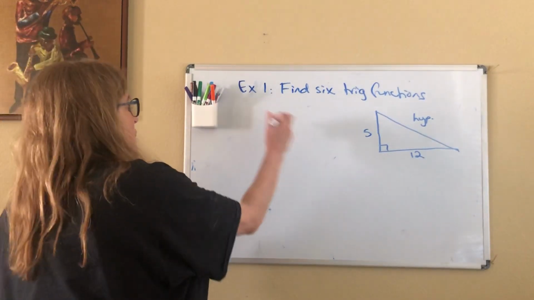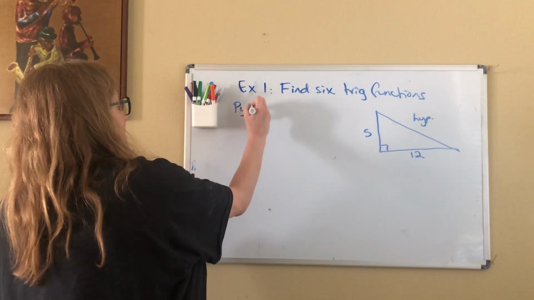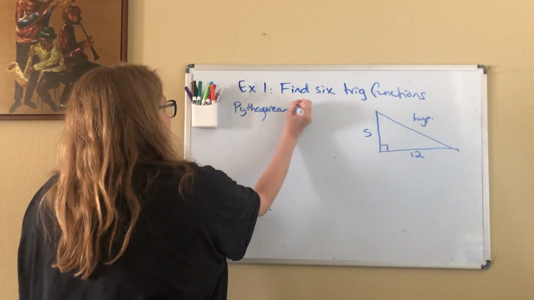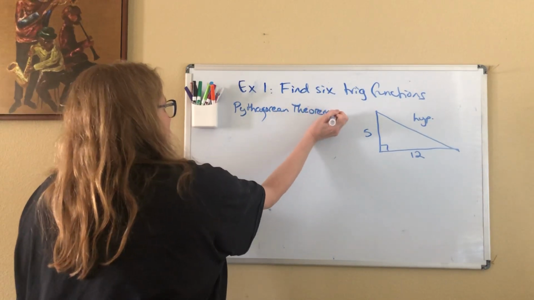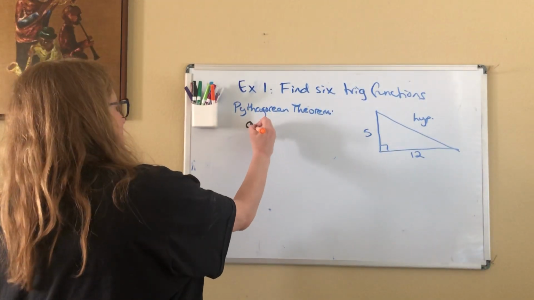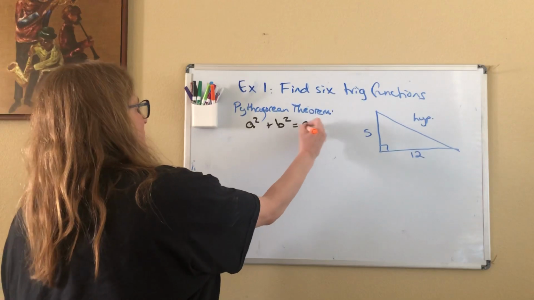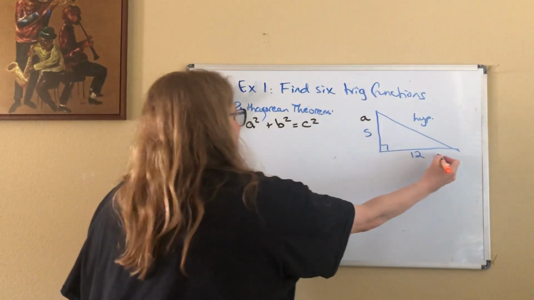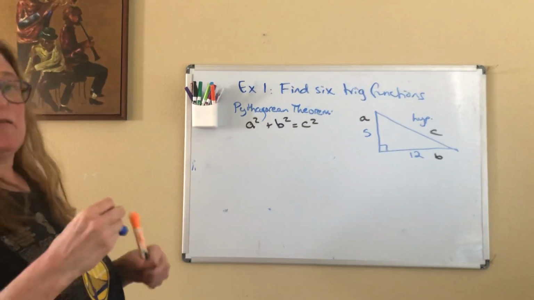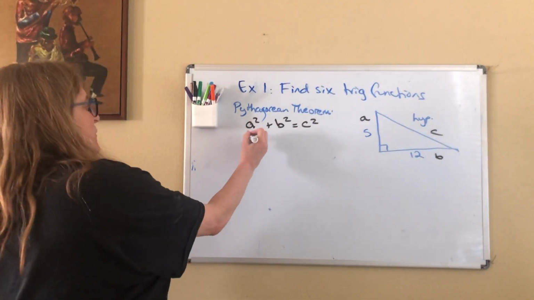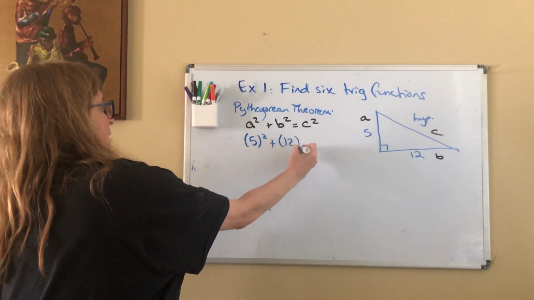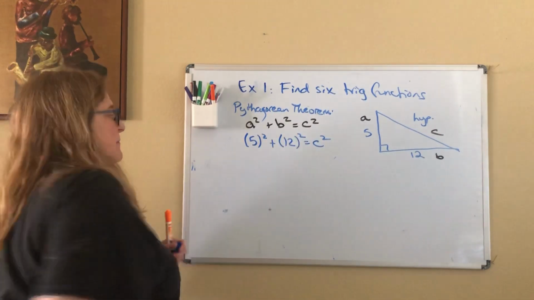So what we have to do in order to find the 6 trig ratios is use the Pythagorean theorem, which we know works on right triangles, to find the missing side. So you guys remember the Pythagorean theorem? I'm sure you do. A squared plus B squared equals C squared. So we'll call this A, this B, and this C. So let's fill in what we know and solve for C. So we know that A is equal to 5. So it's going to be 5 squared plus 12 squared equals C squared.